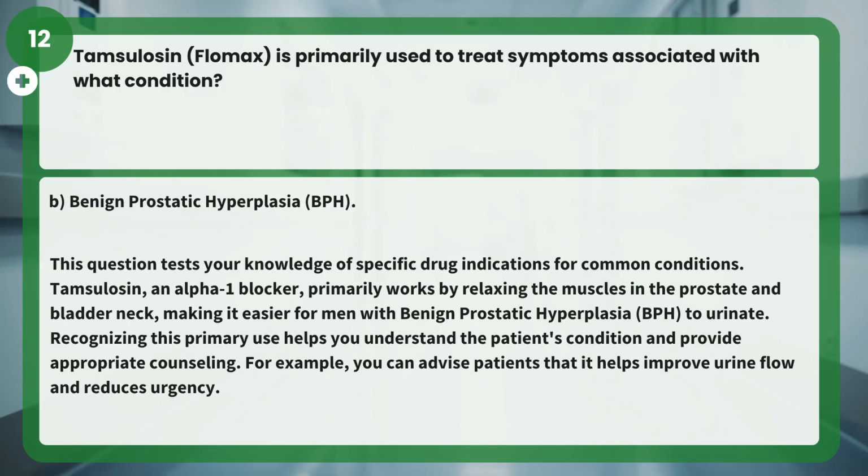Answer B. Benign prostatic hyperplasia, BPH. This question tests your knowledge of specific drug indications for common conditions. Tamsulosin, an alpha-1 blocker, primarily works by relaxing the muscles in the prostate and bladder neck, making it easier for men with benign prostatic hyperplasia, BPH, to urinate. Recognizing this primary use helps you understand the patient's condition and provide appropriate counseling. For example, you can advise patients that it helps improve urine flow and reduces urgency.